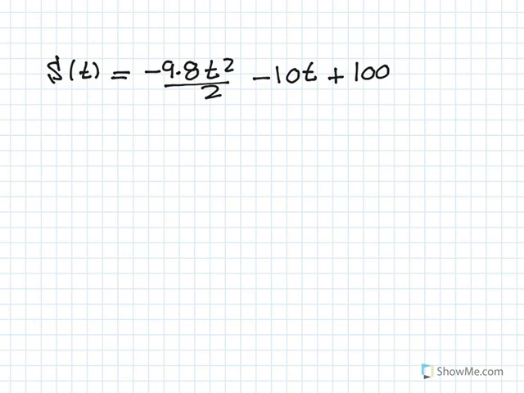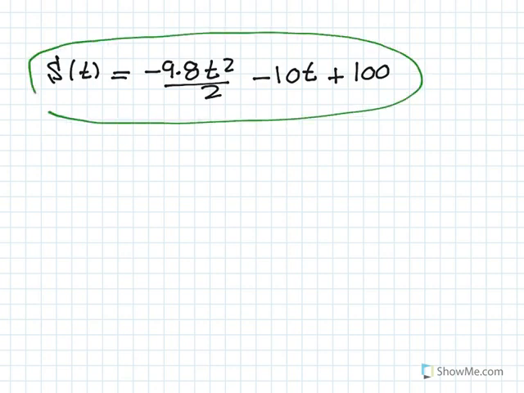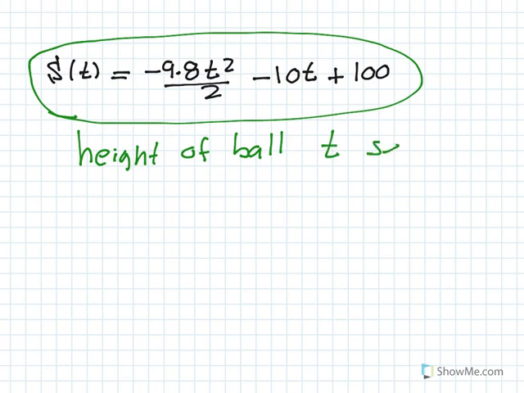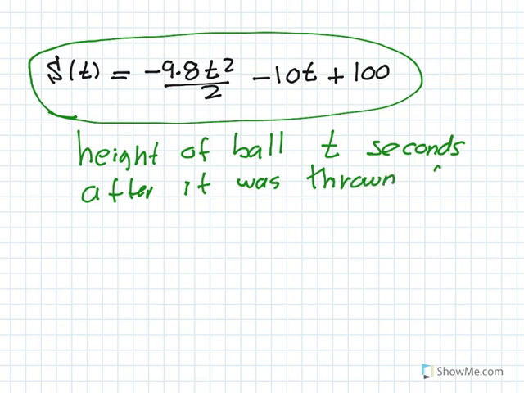So this represents the height of the ball t seconds after it was thrown from the edge of the cliff.